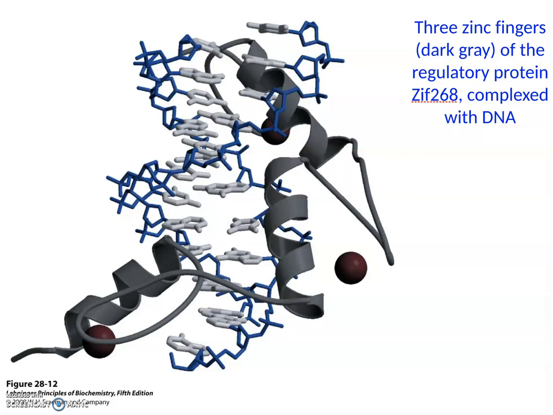Zinc fingers are about 30 amino acids, and there is a zinc ion involved in their structures. The zinc ion is not involved in the binding with DNA, but coordinates the orientation of the amino acids so that they can associate with the DNA.